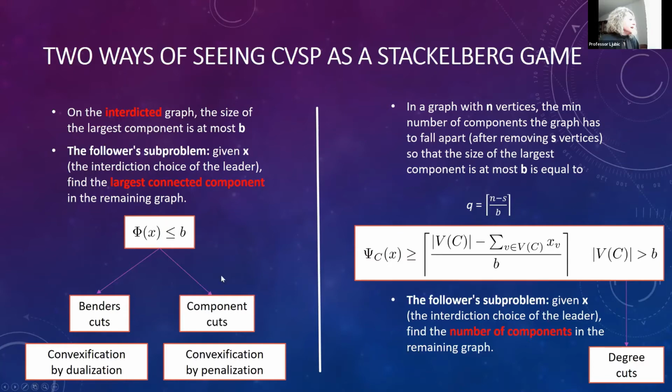So here I already explained to you, and here we will also do the same. We will apply the convexification by penalization technique.